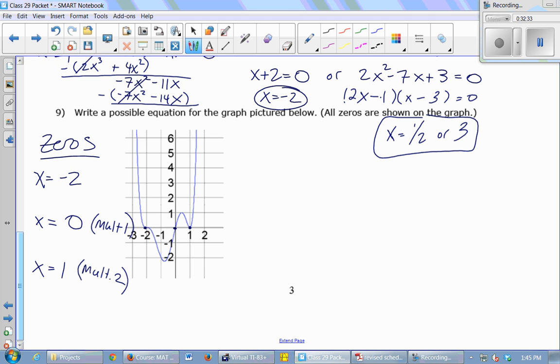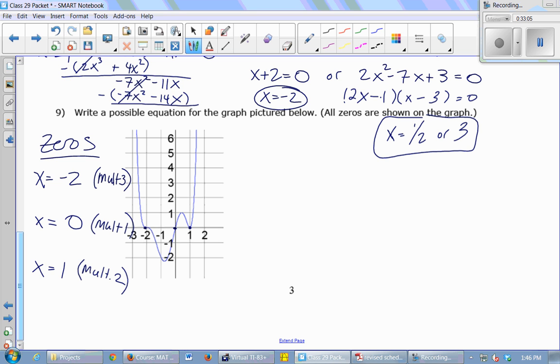How about the multiplicity on the -2? Also odd, but it looks like a cubic when you go through, right? The way it flattens out. So that is an indication that it's a 3 multiplicity. Because it flattens out and stalls as it goes through the axis, that indicates that it's multiplicity 3 as opposed to 1.